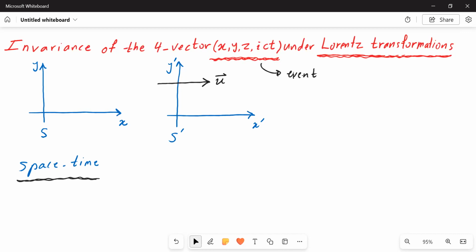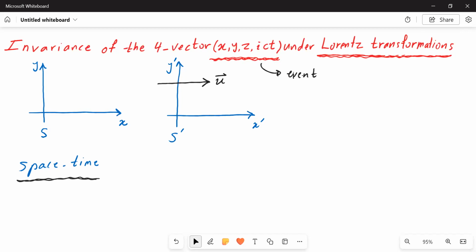Now, in order to demonstrate that the coordinates of this event, the four-vector which is given by these components, remains invariant, in other words, that it doesn't change under Lorentz transformations, we have to first discuss what Lorentz transformations are.